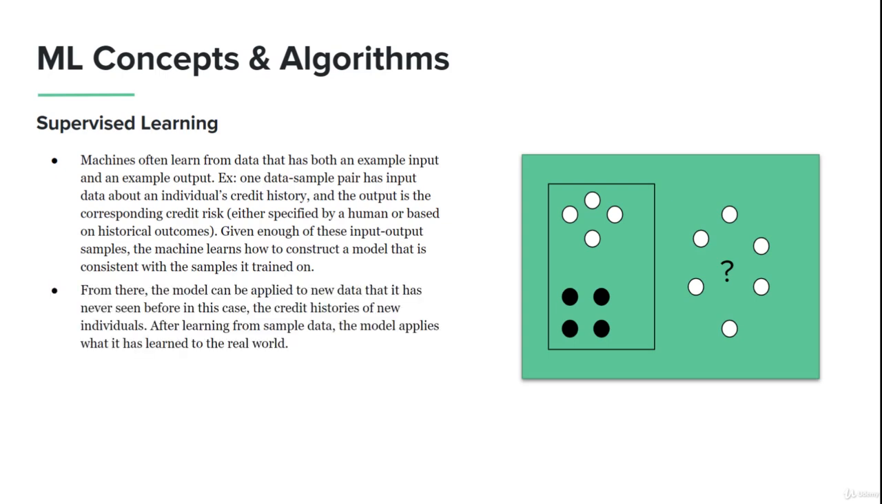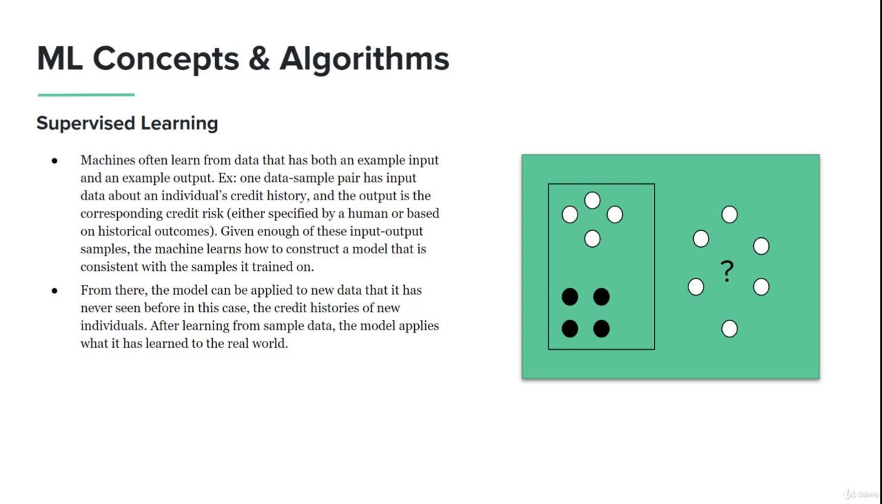So from there, the model can be applied to new data that it has never seen before, and in this case, the credit histories of new individuals, right? Powerful. So you've been able to show the algorithm, let's say, 100 different profiles, and all those profiles have certain information, certain criteria that trains the model that, hey, this is a good credit individual, or this is somebody who is not a good credit individual, right? This person has a good credit score. This person has a negative or bad score.